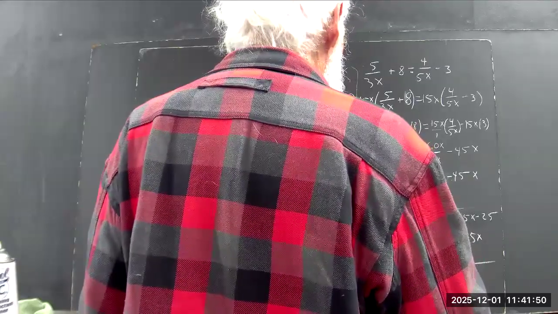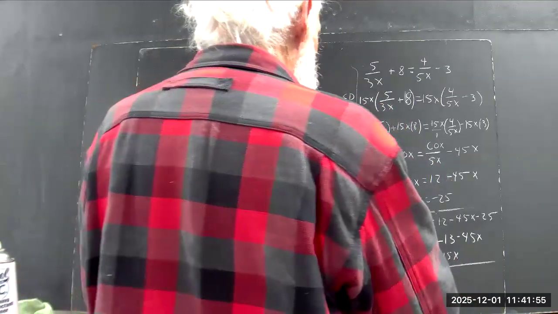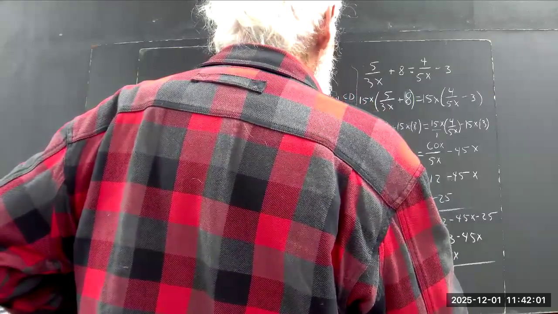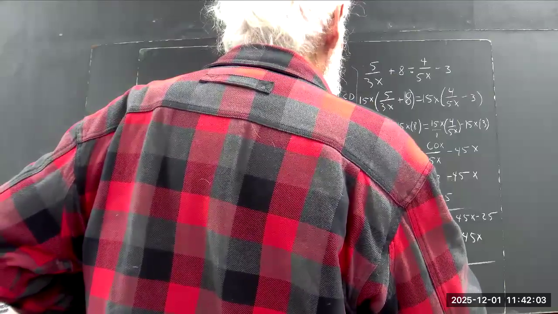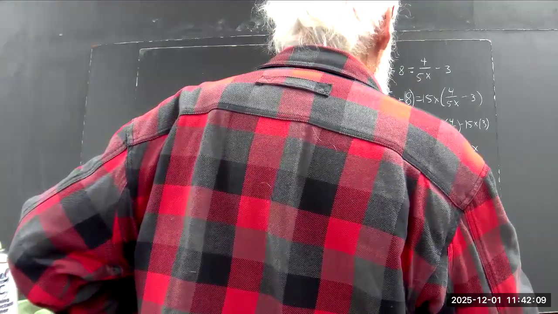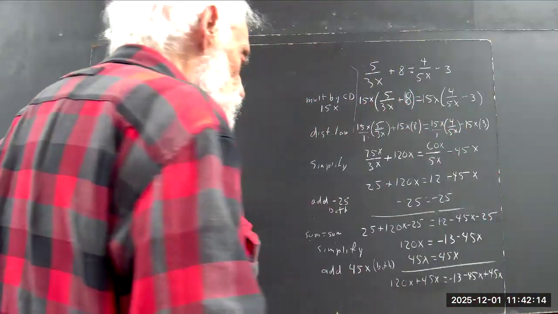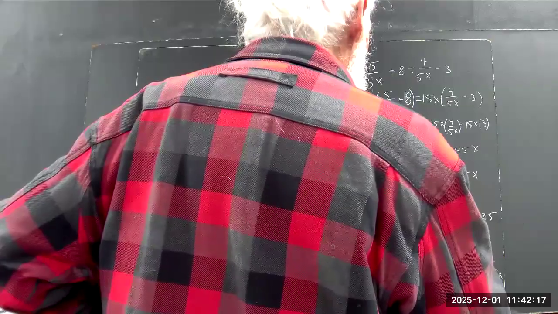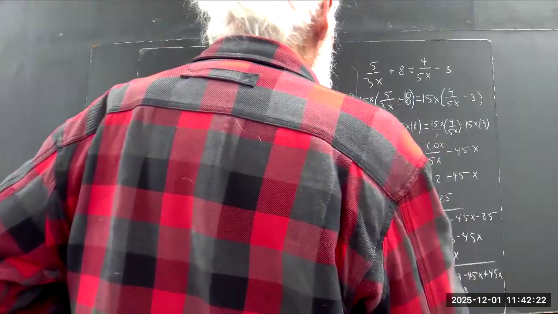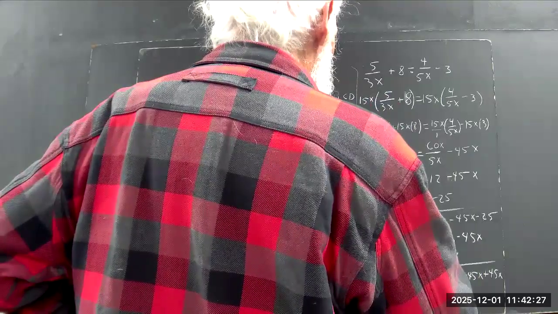I'm sorry, let me stick with my procedure. Gives me 120x plus 45x equals negative 13 minus 45x plus 45x. The negative 45x and the plus 45x give me 0. So the right-hand side is negative 13. Left-hand side is 120x and 45x, which is 165x.